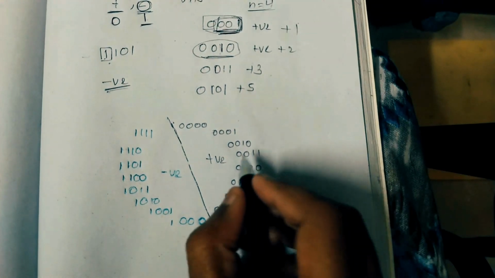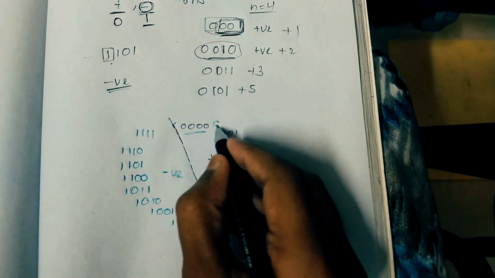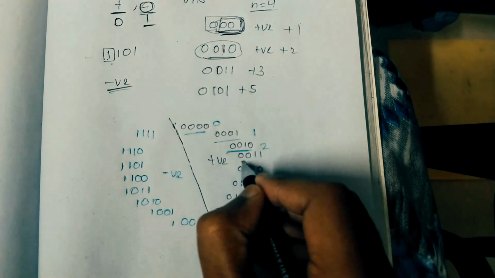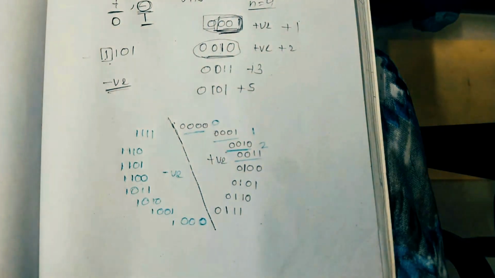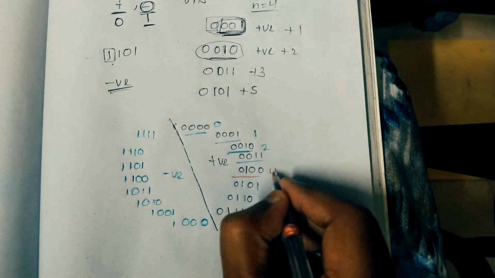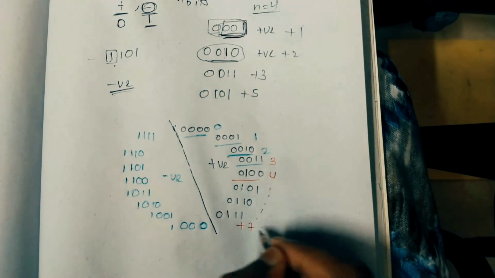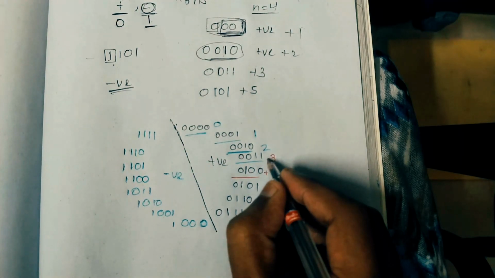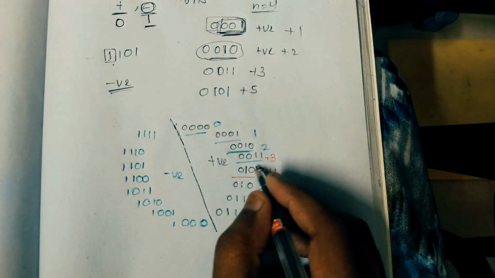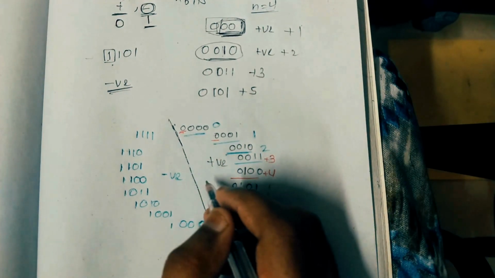Now look at this. For the positive numbers, it is pretty clear that this represents 0, this represents 1, this represents 2, and so on. This represents 3, and so on. This represents plus 7. So this was for the positive numbers. Whatever is on that side of the line represents a positive number. These have the first bit as 0, but the case is different for the negative numbers.